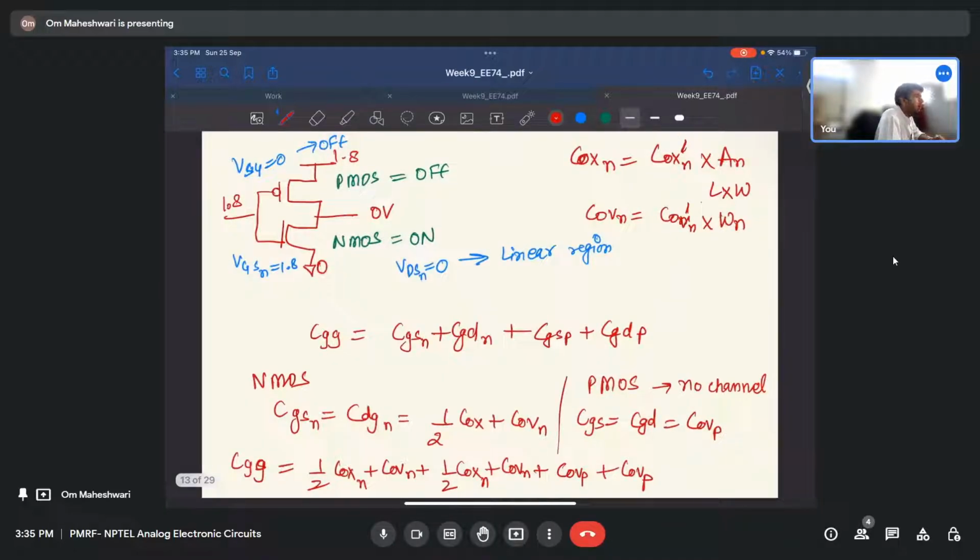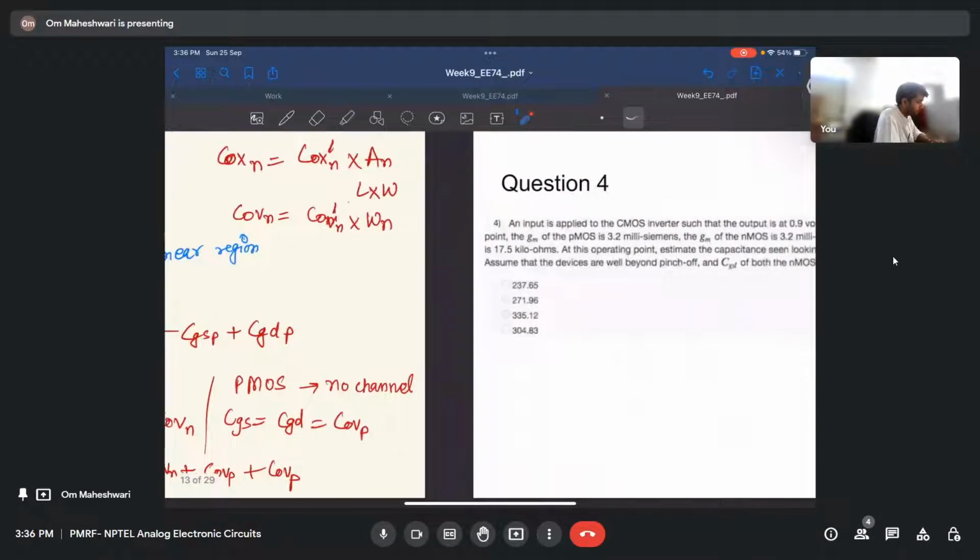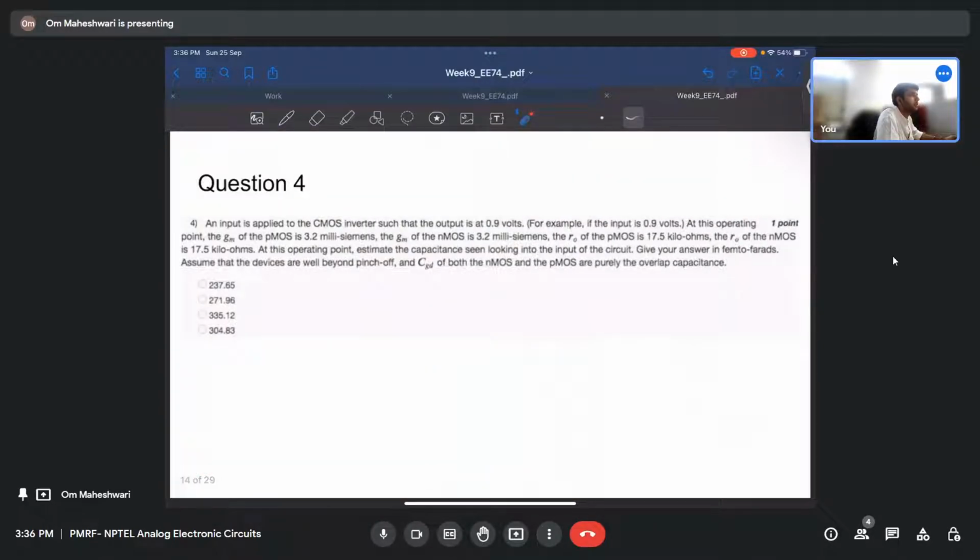Any other doubt? Okay, okay, sir. These capacitances are clear, right? So why in linear region, why this is this, and why when it is off, it is only COV. Should I repeat that? No, no, sir. Okay, sir. So let us look at the next question.